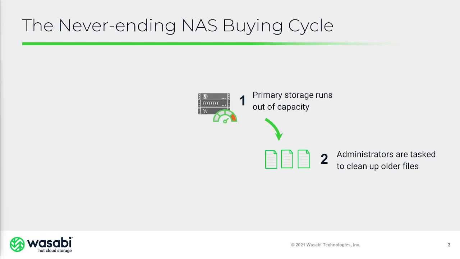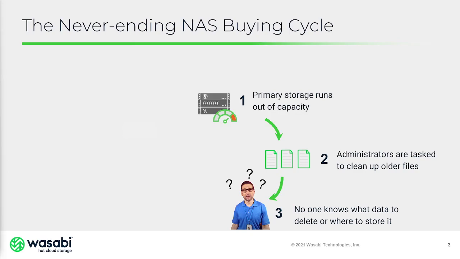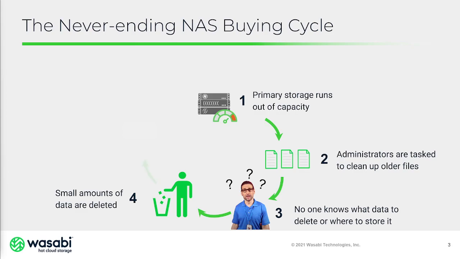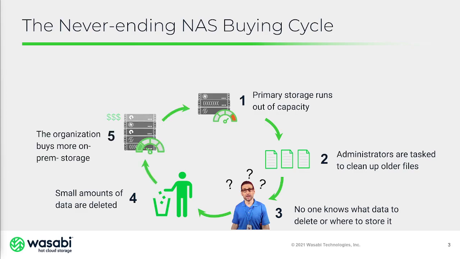So the administrators are tasked with cleaning up these older files, but they don't really know what data to delete, or if they're going to move or archive some data, where to store it, or what to do with it. So inevitably what happens is small amounts of data get deleted, not really very much. This doesn't really help the storage array from running out of capacity. And then the inevitable happens: the organization buys more expensive on-premises storage. And this cycle goes round and round and round.